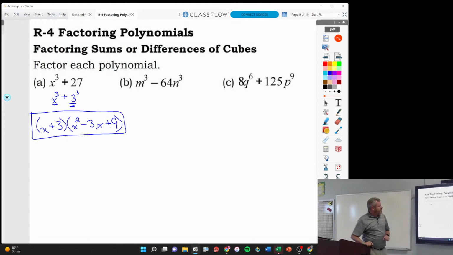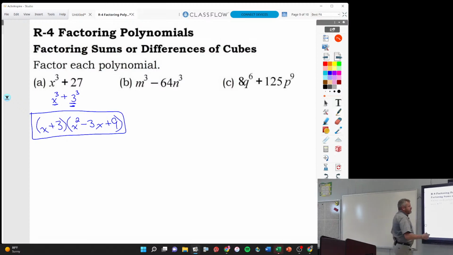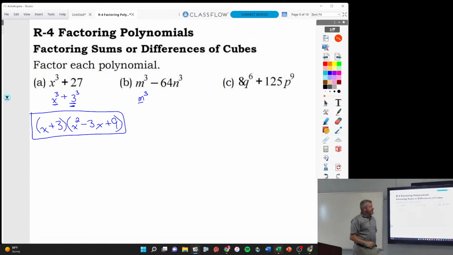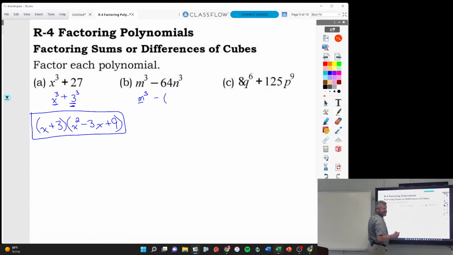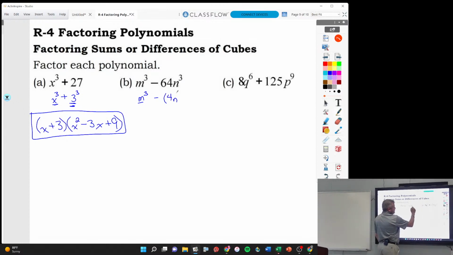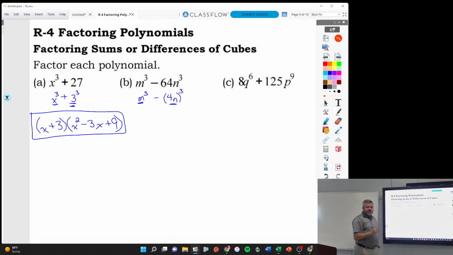The second one, I am subtracting, so this is a difference. The first term is m cubed, so I am cubing the m, minus, what number cubed is 64? Well, that's 4. 4 times 4 is 16. 16 times 4 is 64. So what do I cube to get 64n cubed? That would be 4n. I'm going to cube that. So using that formula, m is my x. Using that formula, 4n is my y.